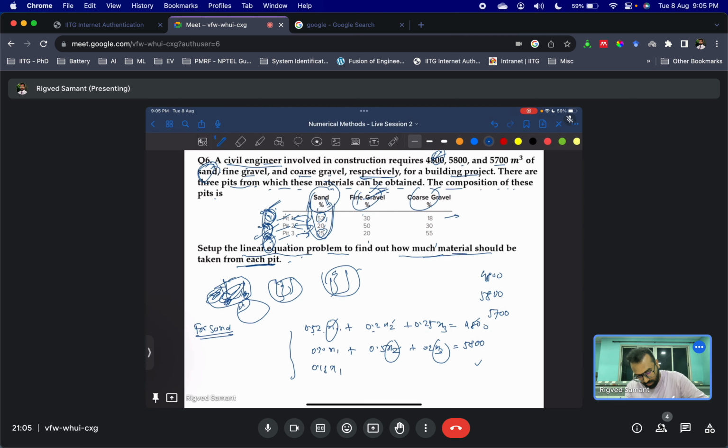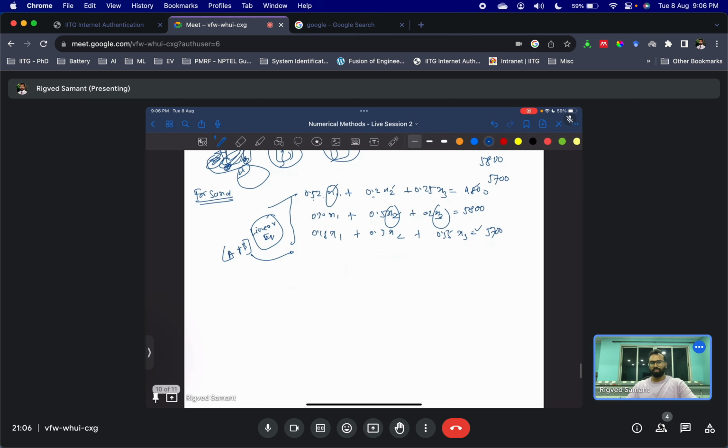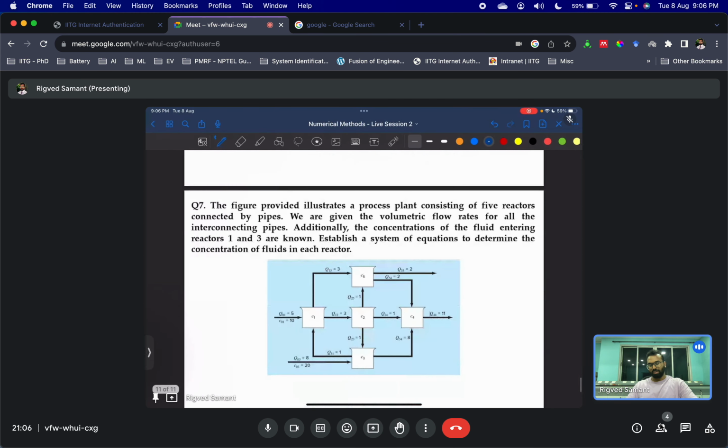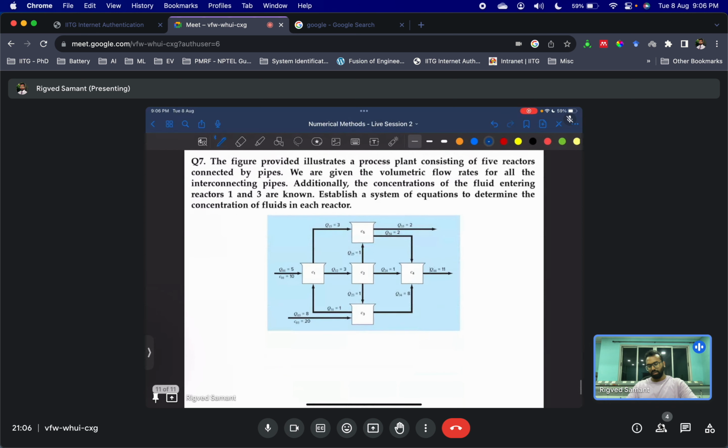0.18 x1 plus 0.3 x2 plus 0.55 x3 is equal to 5,700. If you solve this, now this is your linear equation, right? Simultaneous linear equations. You can go into X, A augmented B and solve this using Gauss elimination, Gauss-Jordan, anything. And this is also one of those.